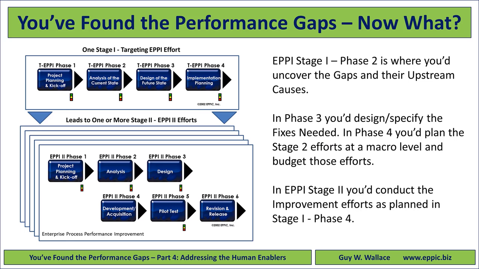Once we've analyzed that current state and understand where our sources are, the causes for our gaps, we can design a future state. We can then do implementation planning to decide how we're going to put the new future state in place. And then there are one or more work streams at stage two, where we're going to do more detailed project planning, more detailed analysis, more detailed design, and we're going to develop our own or buy something, or a mix of the two.